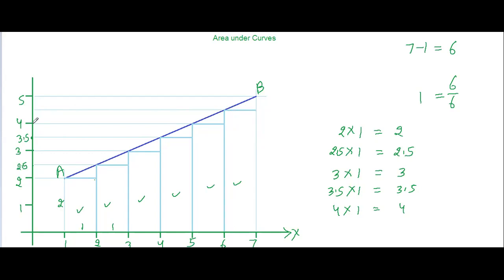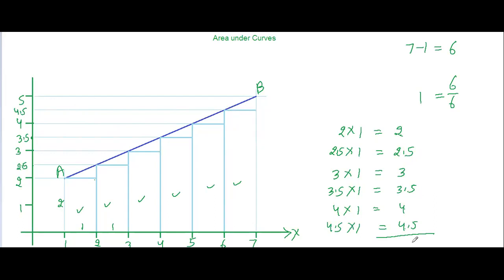Height is exactly between 4 and 5, so it is 4.5. Height multiplied by width is its area. If we add these areas, 4.5 and 3.5 together become 8. 8 and 4, 12. 12 and 3, 15. And 2, 17. And this is 19.5.